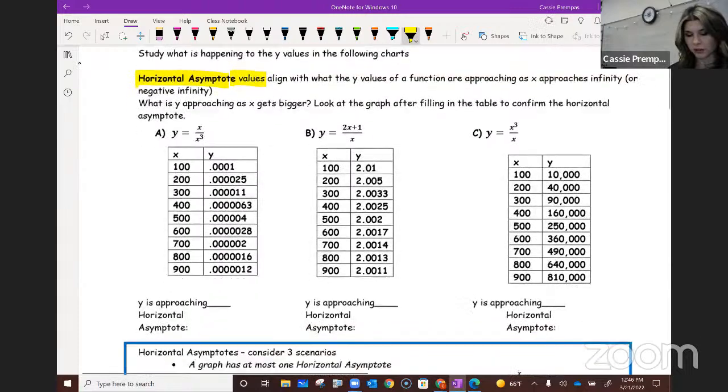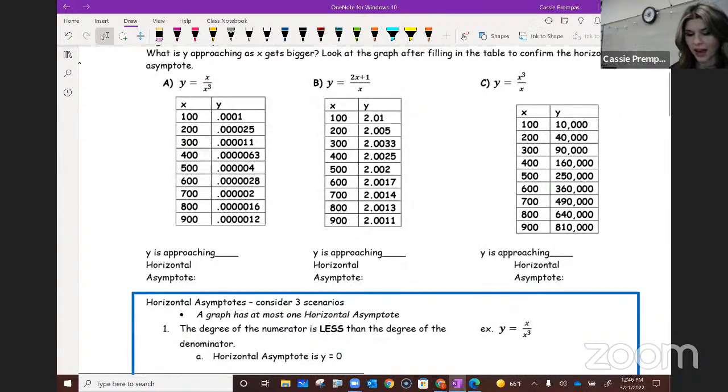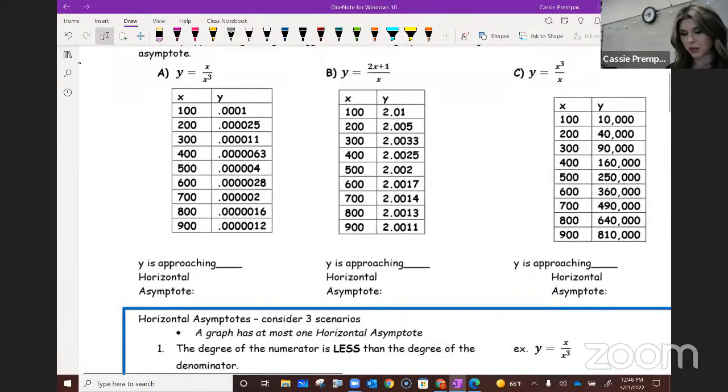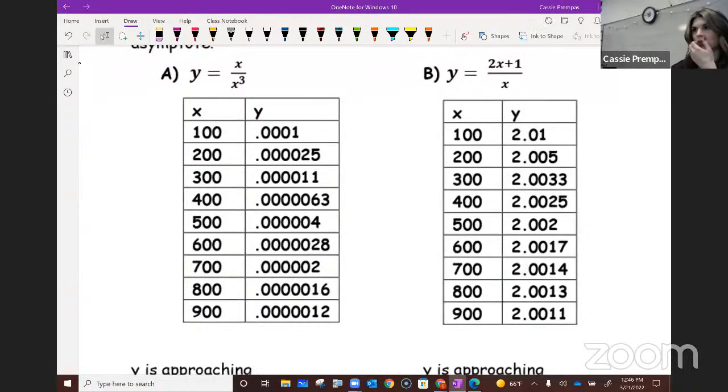So looking at letter A, I was going to originally have you guys complete this table, but I'm more concerned with, can you see what's happening in the table? So let me show you what's happening, and then I'll ask you some questions. I want to see in this function what's happening as x gets really, really big. So we're plugging in these values of x into that function to determine the corresponding y value.